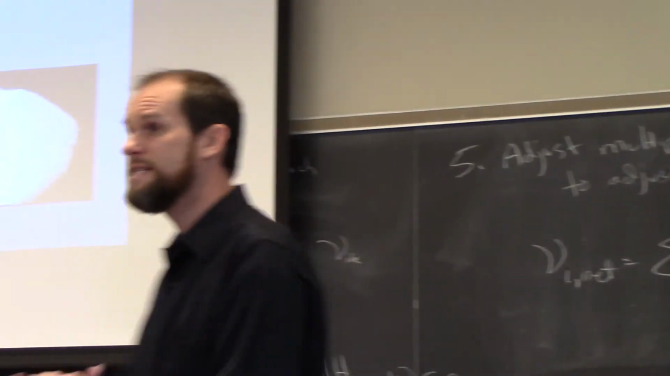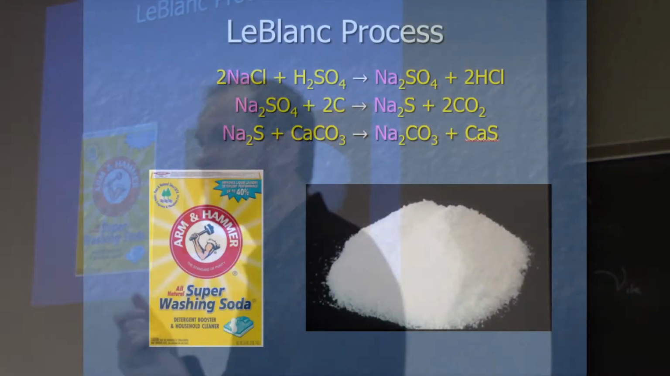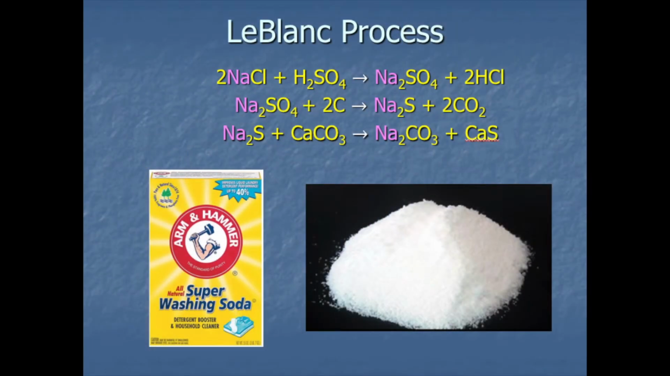Okay, the other examples that are in your book, we're going to go through them really quick here, but you can get all the details in the book. Is the LeBlanc process for making soda ash. This is soda ash, or sodium carbonate. Pretty basic chemical, just sodium and carbonate.